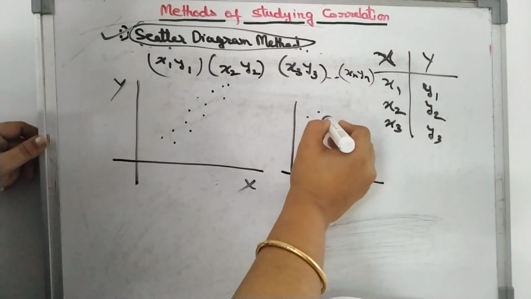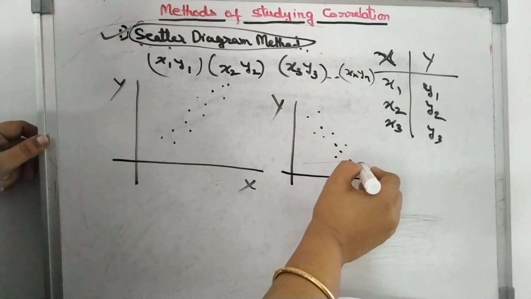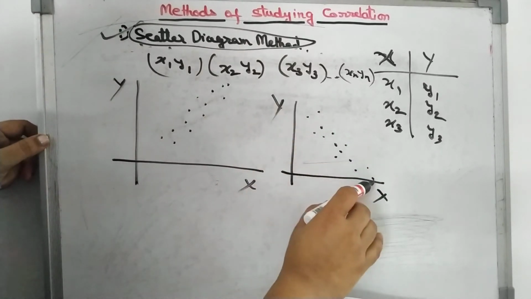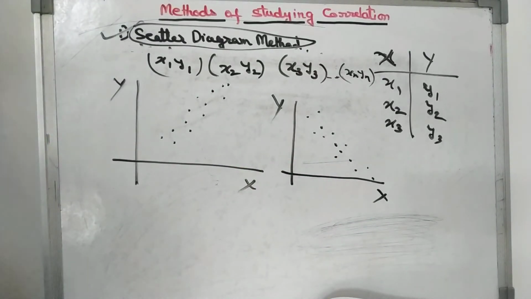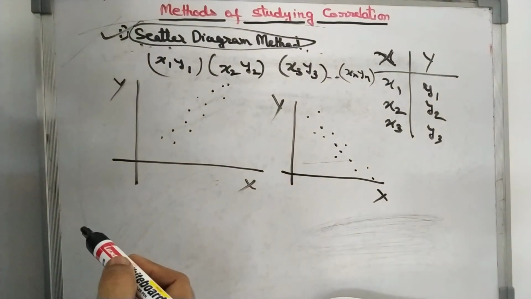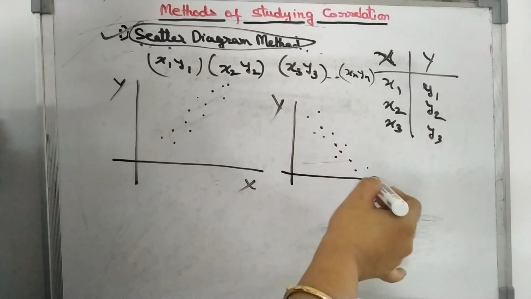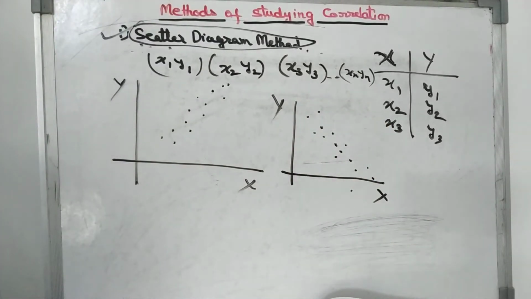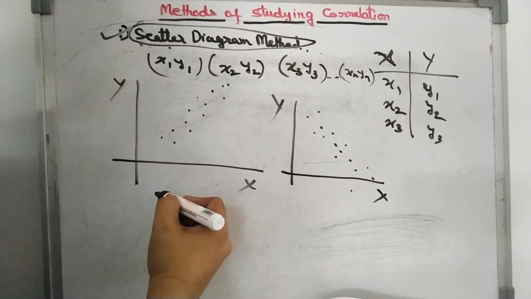Now look at the second. This is your x axis, y axis. If we get points going downward from the top, it means negative correlation, that means if x is increasing, y is decreasing. So from this graph we can say x and y are negatively related. So it is negative correlation here, and here it is positive correlation.